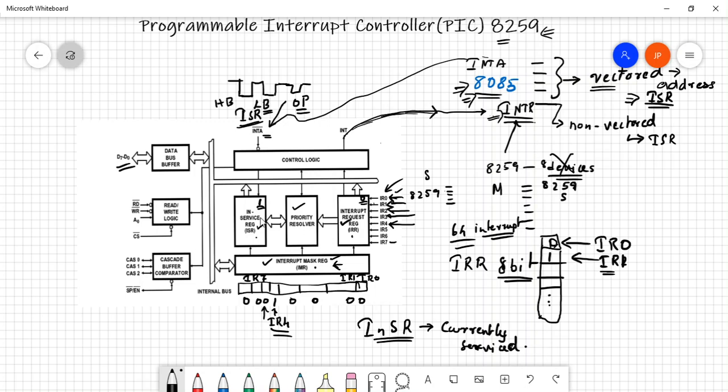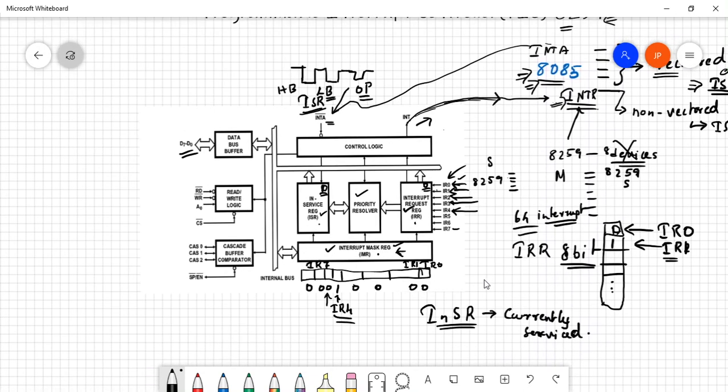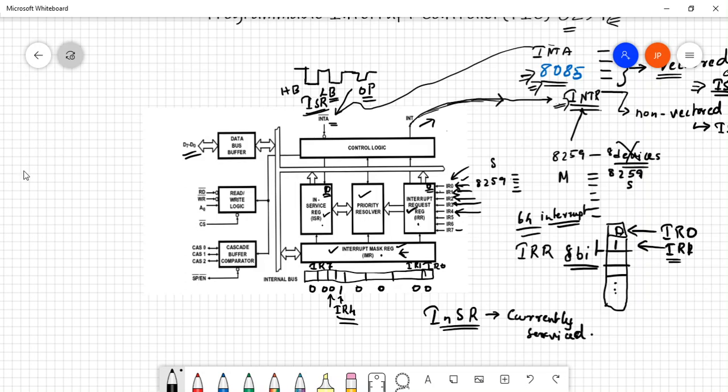Since it is being serviced currently, it will delay the interrupt. It won't give the interrupt signal over here. It will wait till this bit becomes 0. This bit becomes 0 when the interrupt is completely serviced. Once it finishes the ISR of IR0, this bit will become 0. Now as a programmer, when you write the interrupt service routine for each of these interrupts, you need to make sure that, let's say this is your main program, and let's say IR0 occurs at this point.